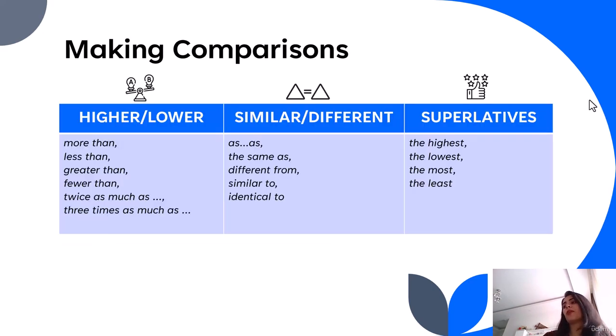Next, let's talk about making comparisons. When describing bar charts, pie charts, or tables, you'll often need to compare different categories or data points. Useful comparative structures include higher, lower, similar, different, superlatives. Be sure to highlight significant differences and similarities.